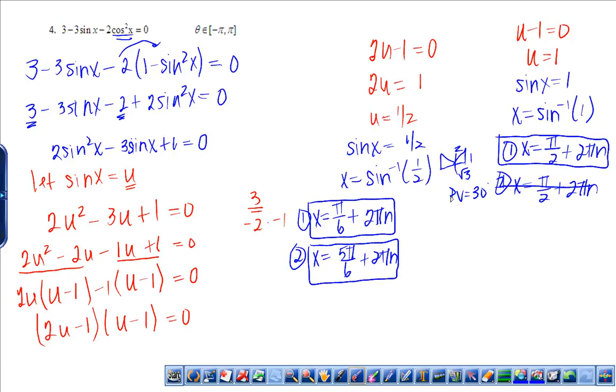So let's find answers that fall between negative pi and pi. That's going to be pi over 2, pi over 6, and 5 pi over 6. Those are the only ones that fall between negative pi and pi.